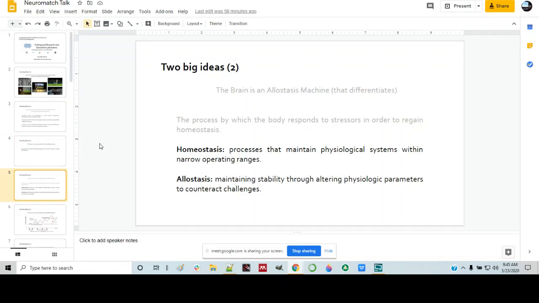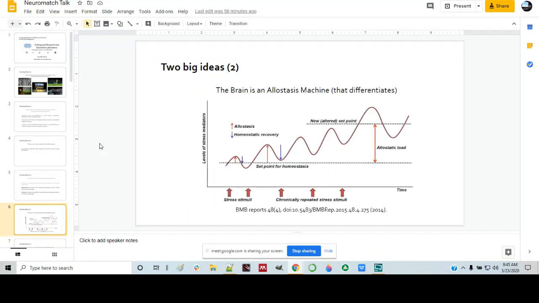And homeostasis then is the process that maintains physiological systems within narrow operating ranges. So by extension, allostasis is maintaining this stability through altering physiologic parameters to counteract challenges. This is a concept that comes from stress and autonomic nervous system literature, but I'm thinking about this in terms of cognition. So it's a little bit different, but this is an example of how allostasis works.